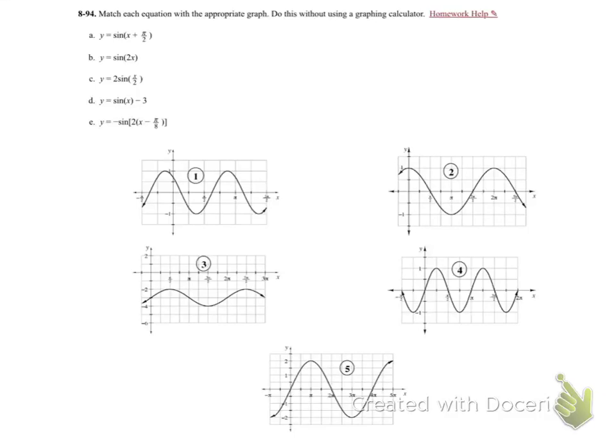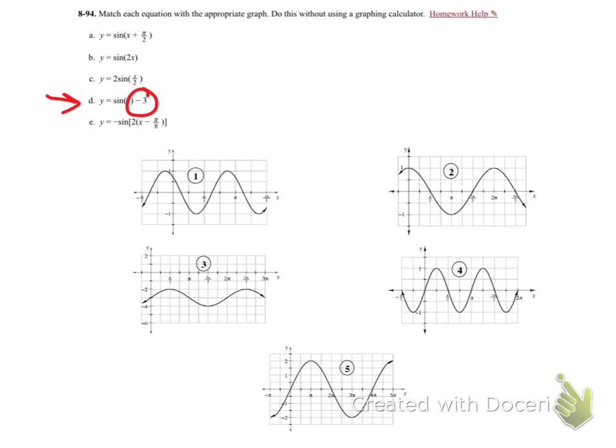All right, so 94, we're doing some matching. So a few things to take a look at. Problem C is the only one that has an amplitude that is not 1. So when I'm trying to match these up, I can check that out right away. Another thing that I can take a look at is problem D is the only one with a K value.